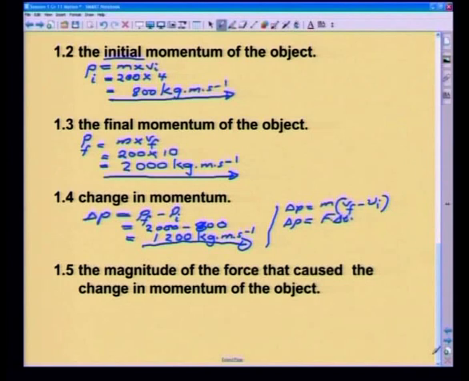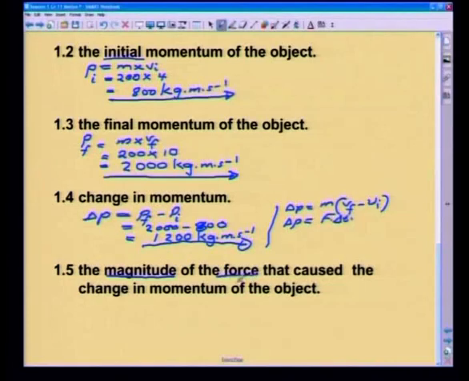Now here is the last question based on question 1. It says, calculate the magnitude of the force. Yes, I was anticipating this. Calculate the magnitude of the force. Now see, they say magnitude. They don't want you to tell them the direction. They just want you to tell how big this force is. Calculate the magnitude of the force that caused the change in momentum. How big is this force?